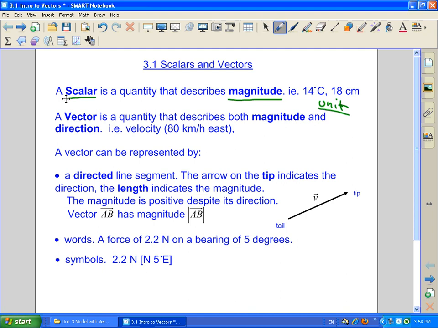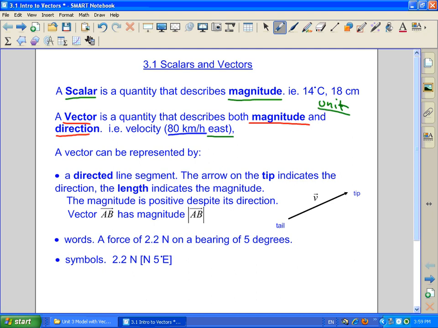A vector, however, is a quantity that describes both a magnitude and a direction. So for example, velocity of 80 kilometers per hour east. So again, we have the magnitude, which is your speed, which is kilometers per hour, and then your direction, which is east. Okay, that makes a vector.